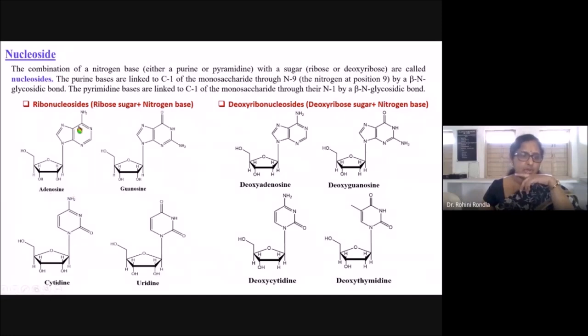See this, if you take adenine and one sugar, the name is adenosine. The nucleoside of adenine is the combination of pentose sugar and adenine. The combination of sugar and adenine is called adenosine. If you take guanine, for example, the sugar is common. If you take sugar and guanine, the name is guanosine.